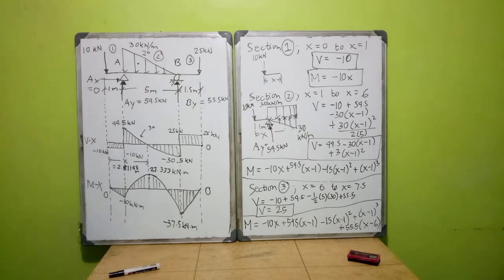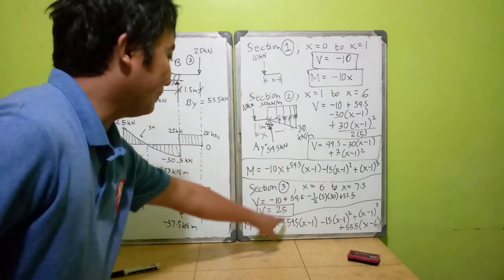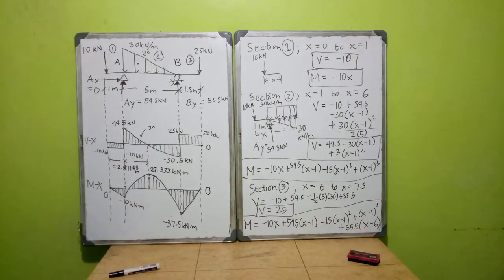Next time, when using shear and moment equations, we need to be extra careful. Just like we experienced a while ago, we forgot to put 0.5, so we did not get 0. But if you get the correct coefficients, there is no reason that you cannot get the correct answer.